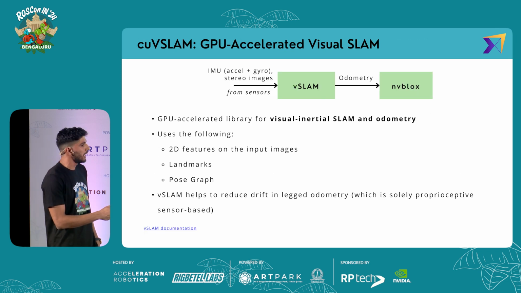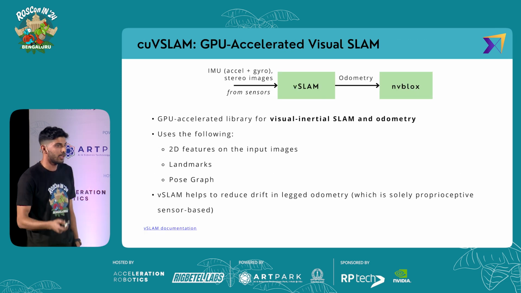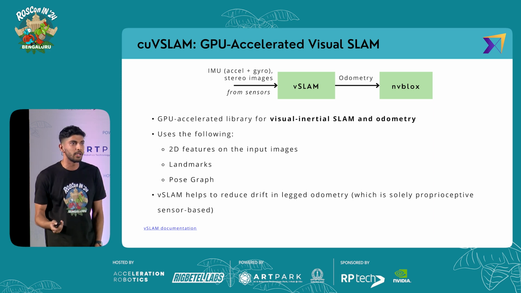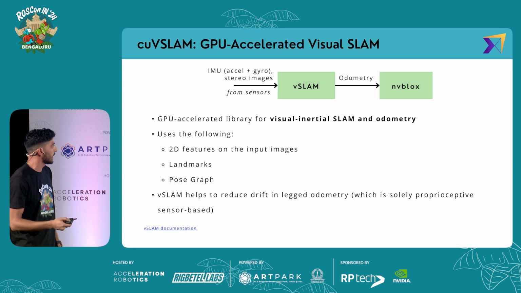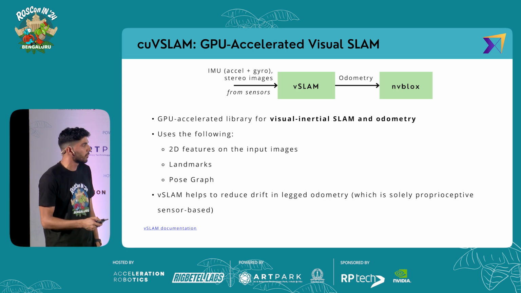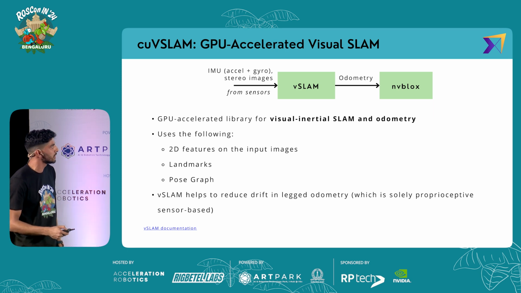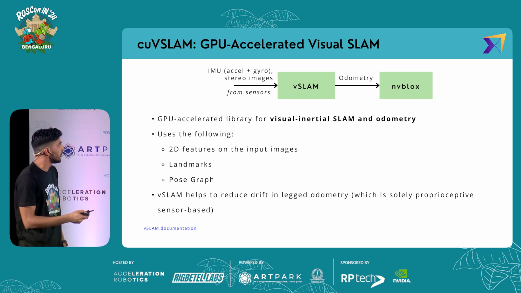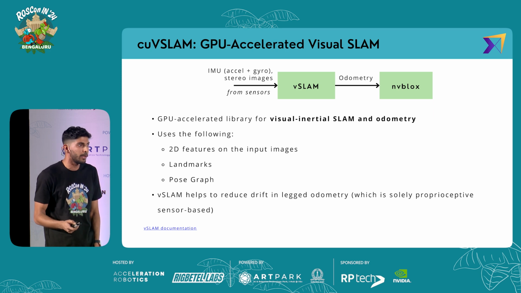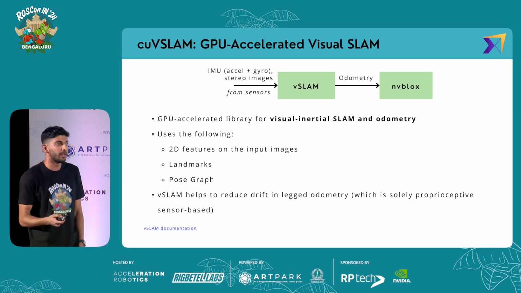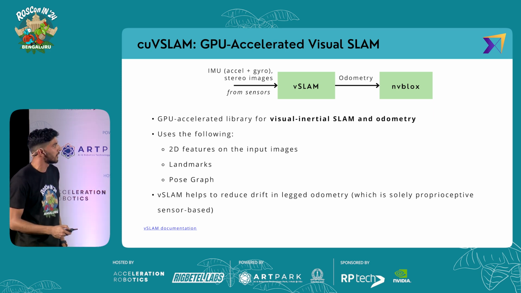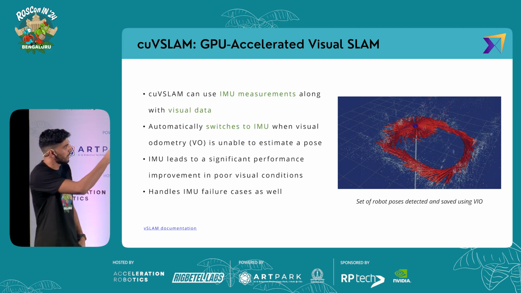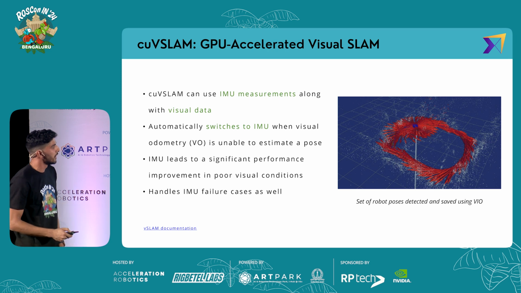Quickly going over these blocks as the time is running out. The VSLAM uses the 2D features of the input images, the landmarks and the pose graph, and computes the odometry that is again fed back into NVBlocks. Now, NVBlocks, basically using the IMU, leads to a significant performance improvement. It also makes the visual SLAM computations more fail-safe.